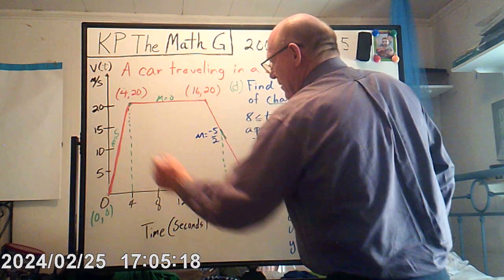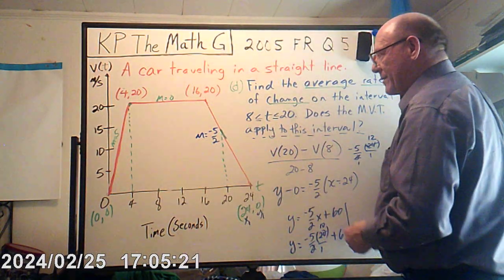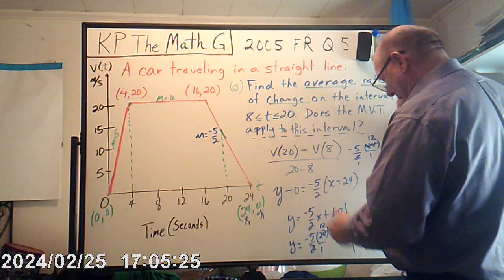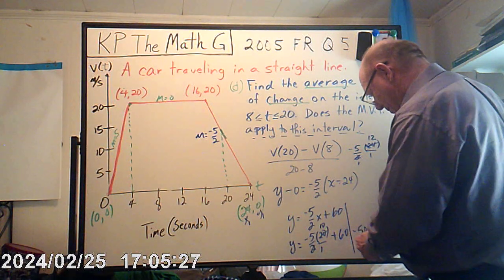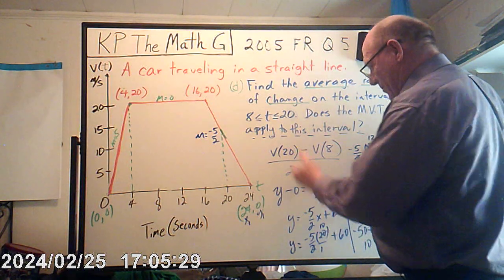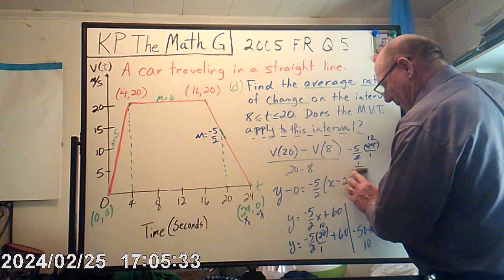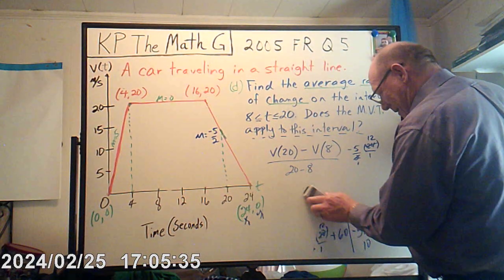But you don't want to go by what it looks like. So that's why I come up with that equation there, to find out what V at 20 is. That's what I wanted to do. So I know that V at 20 is 10.